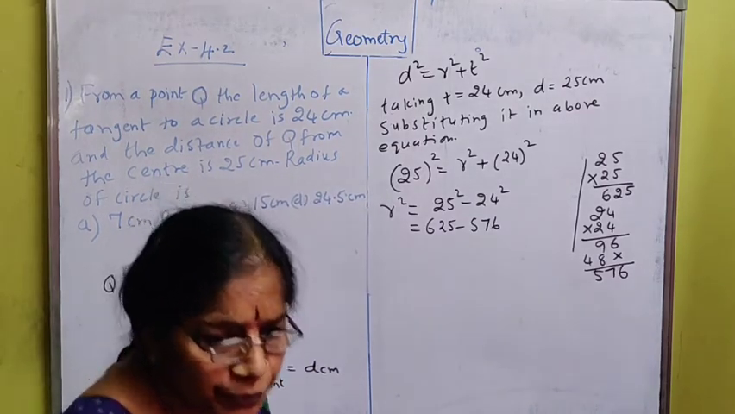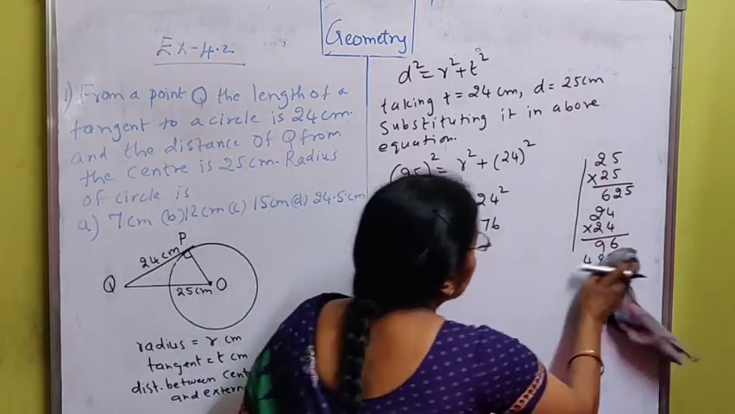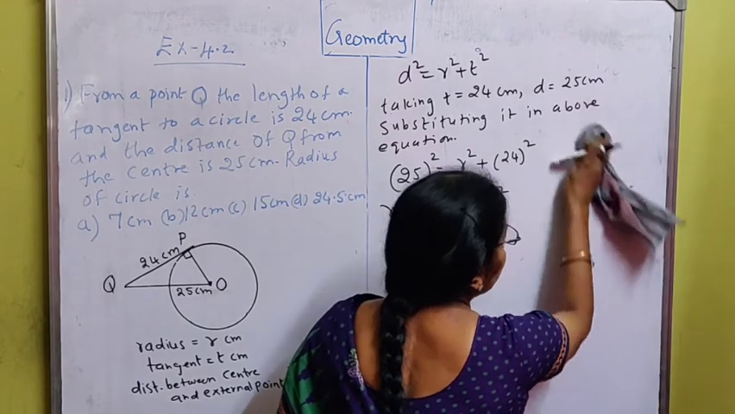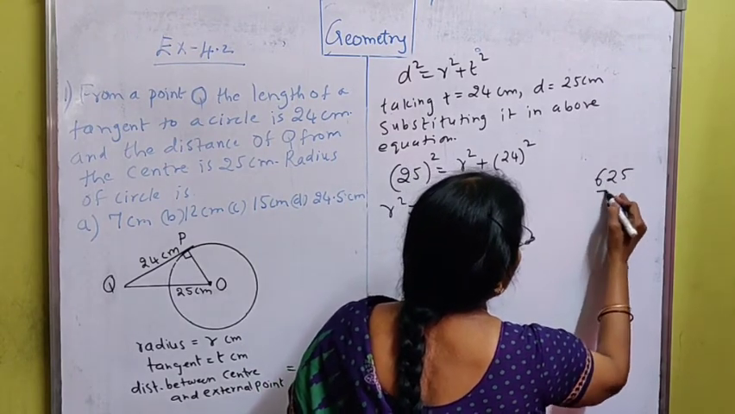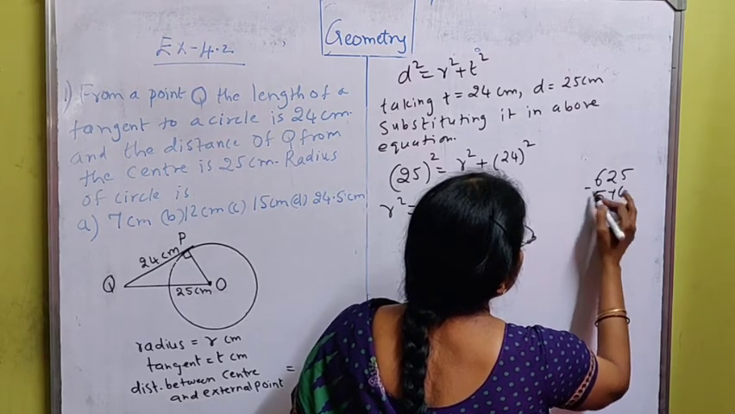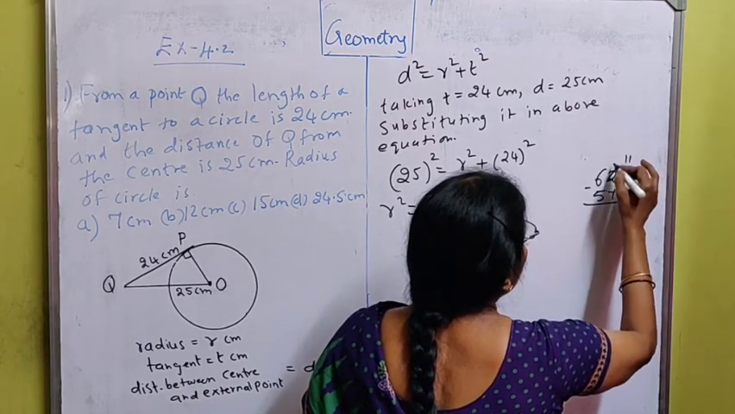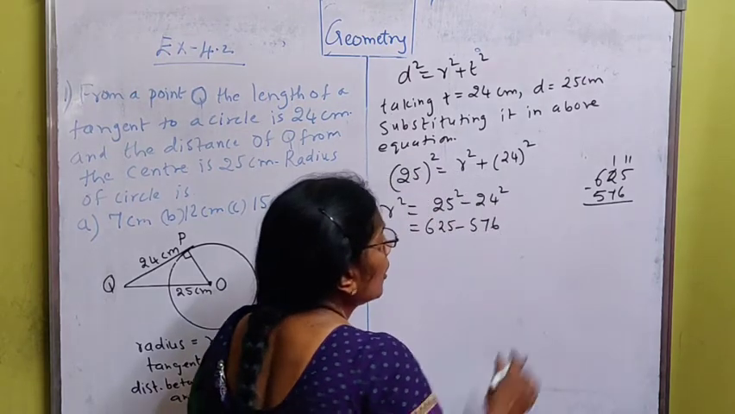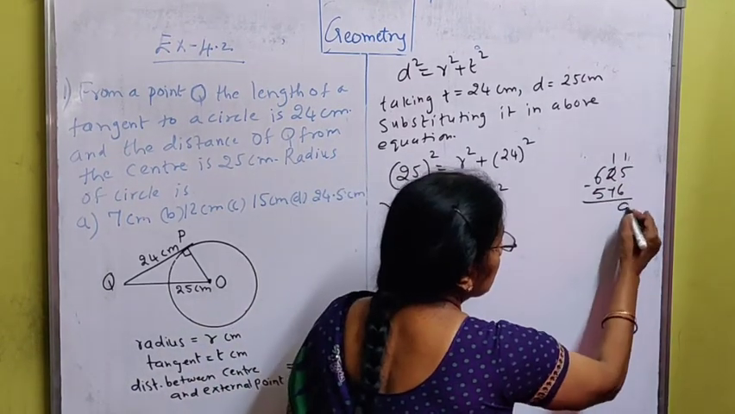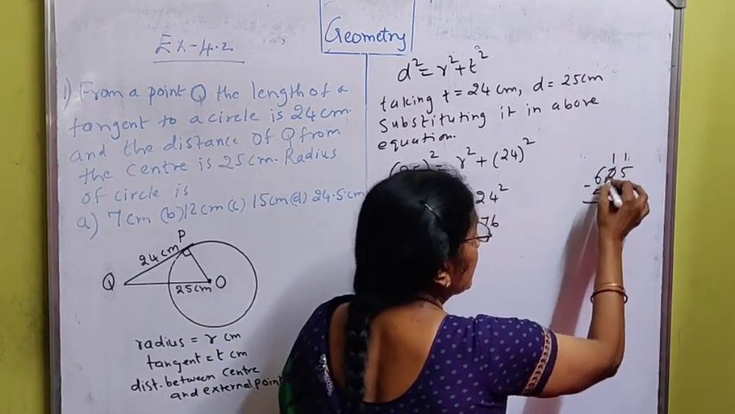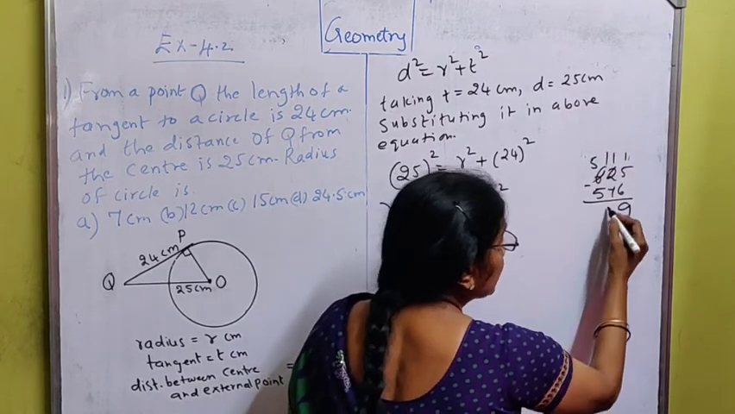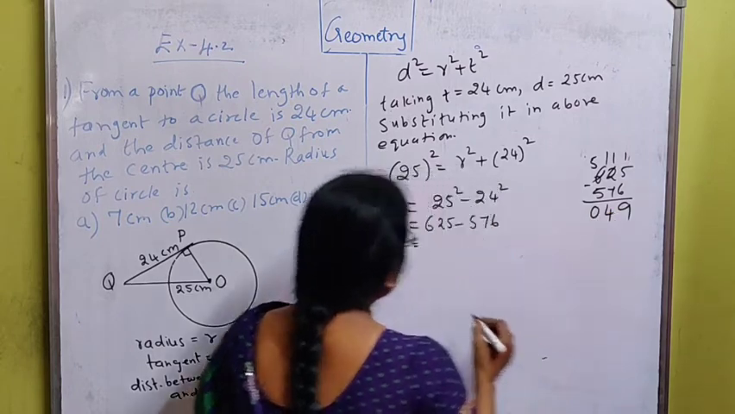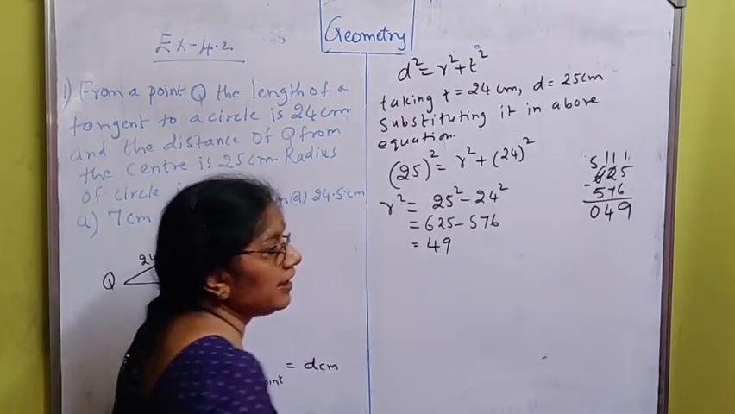Now next we have to subtract. So let us see the subtraction. From 625, we have to subtract 576. From 5, 7 does not go, so borrow from 6, this will become 5, and 5 becomes 15. 15 minus 7 is 8... so 11 minus 7 is 4, 5 minus 5 is 0. So you got it as 49.